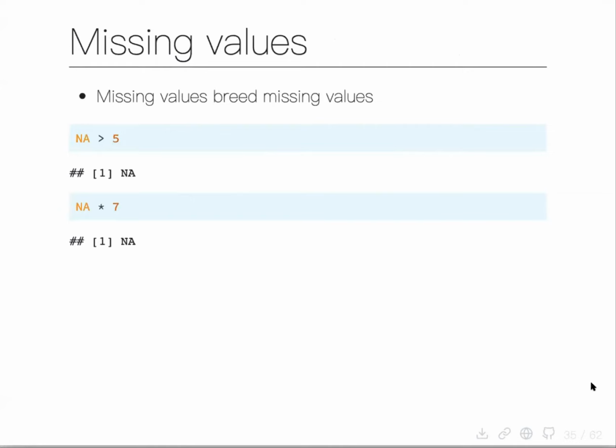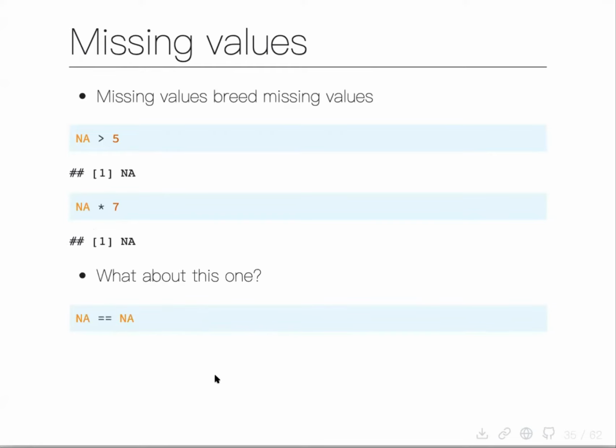All right, missing values. Generally, you've probably run into this before, but missing values generally breed more missing values, which is unfortunate, right? So if I say, is NA greater than 5, I get back NA, because it has no idea if NA is greater than 5 or not. So the only thing it can return is, I don't know, right? Same thing if we try to do a multiplication with NA. NA times 7, we get NA. There's no way to compute that calculation, so we just get a missing value in return.